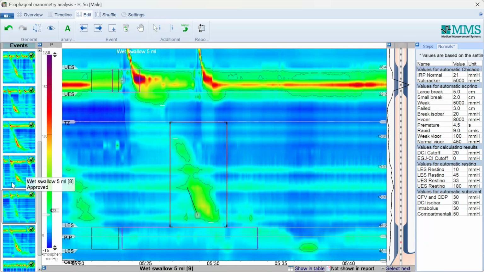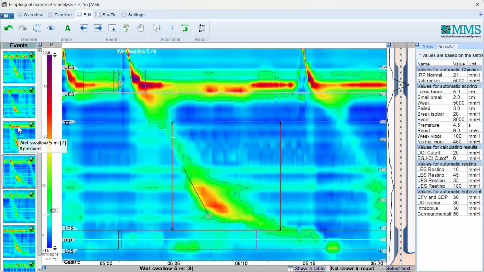So I would say, in terms of prevention, coaching the patient about how we're going to do this is important, and spacing the swallows, the 30 seconds, is very important.